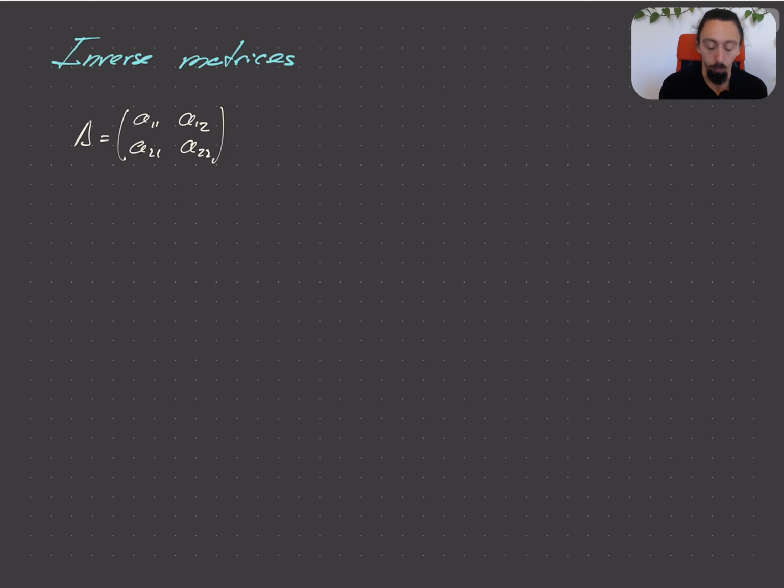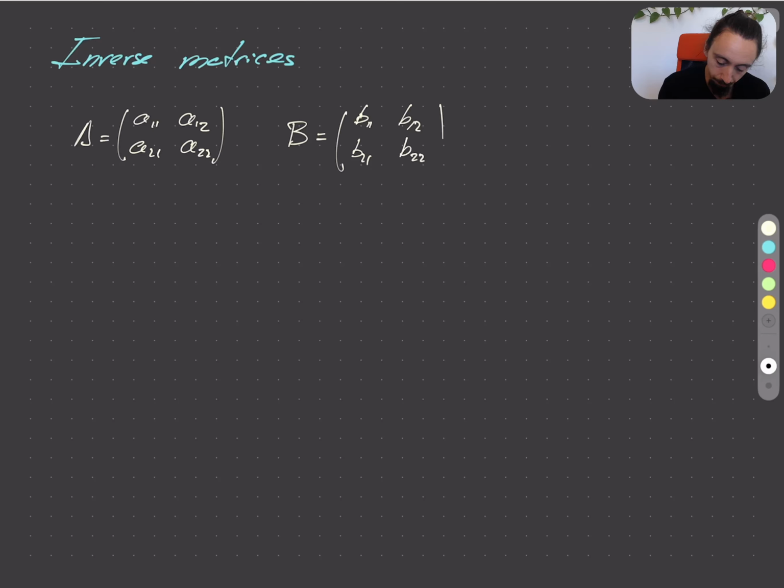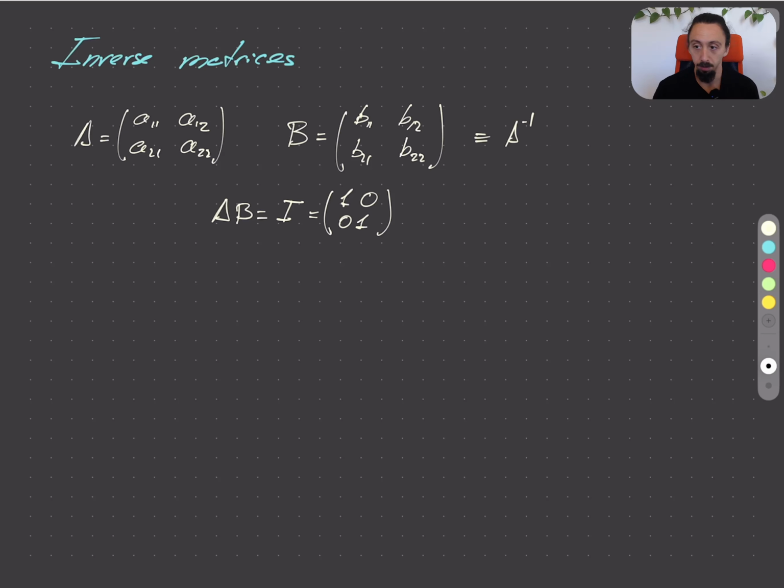And we want to right multiply it by a matrix, which we will call B, whose components are B11, B12, B21, B22, such that AB equals the identity matrix, which will be 1, 0, 0, 1, and in this case we will call B A minus 1 if it satisfies this condition. So how do we do this?